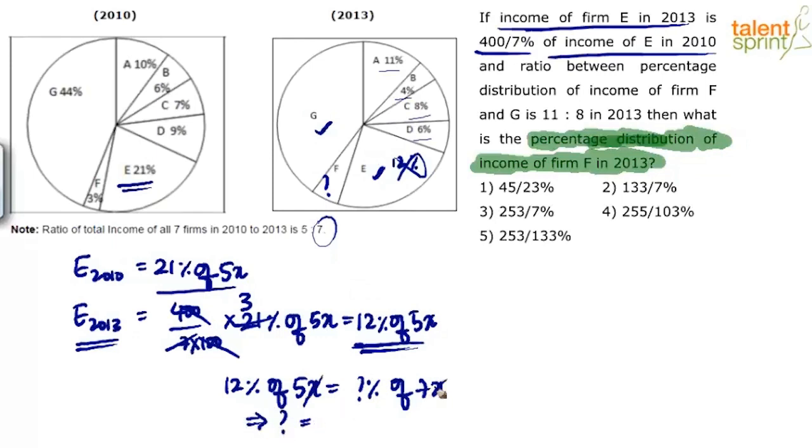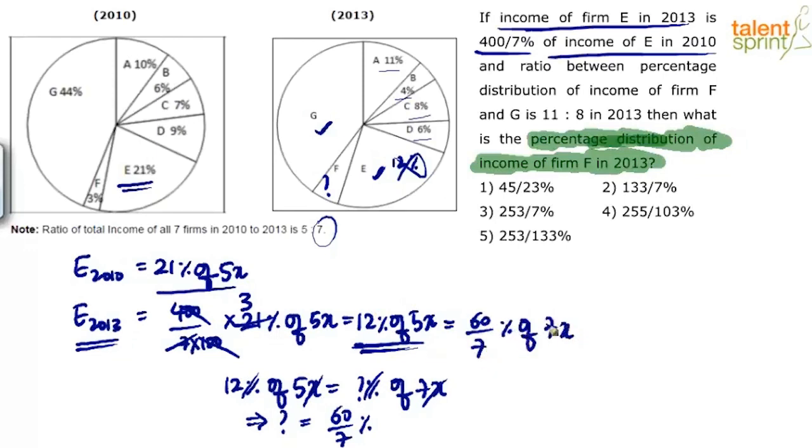This comes out to be what? See, x anyway gets cancelled. Forget about the percentage also. 12 into 5, 60 by 7. So this question mark here is 60 by 7. 60 by 7 percentage. So I can say that the income of E in 2013, which came out to be 12% of 5x initially, is equivalent to 60 by 7 percentage of 7x.